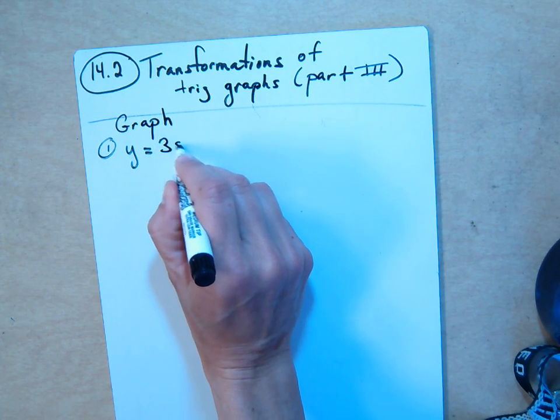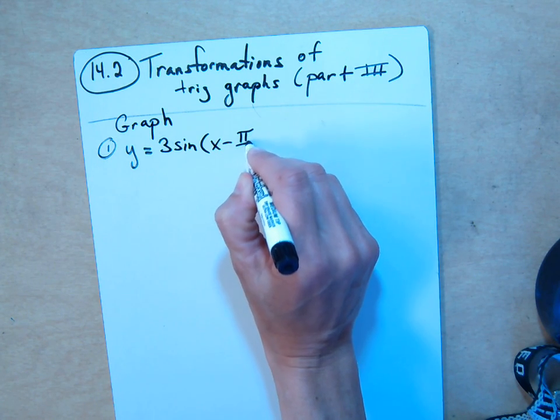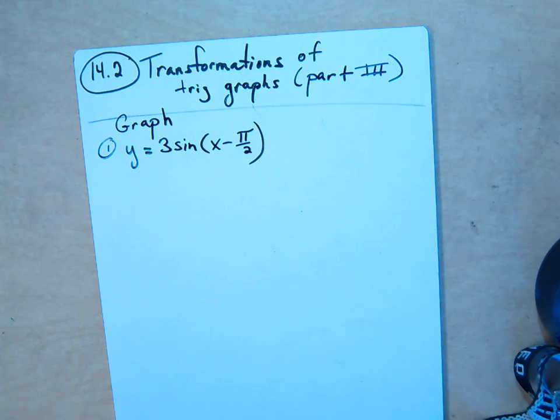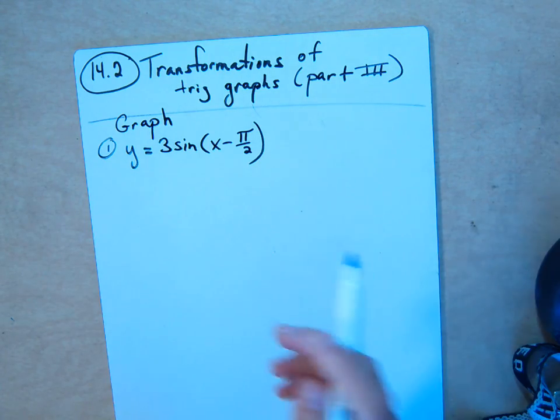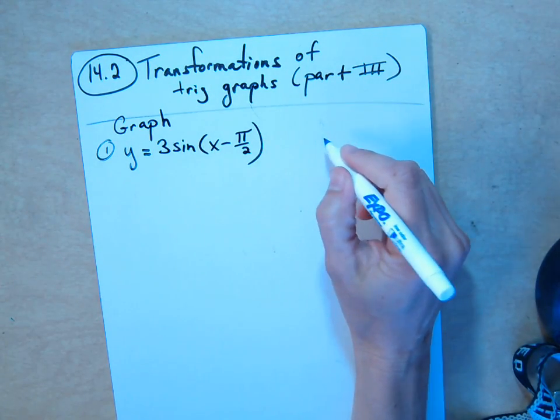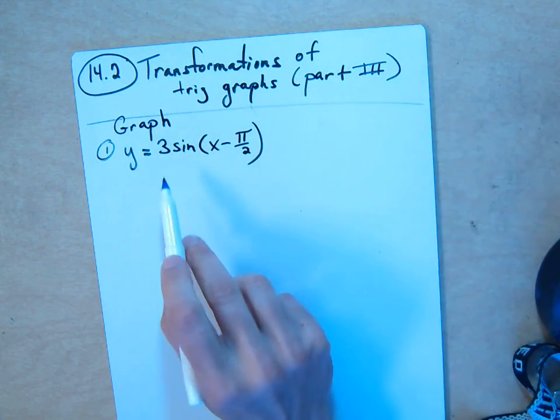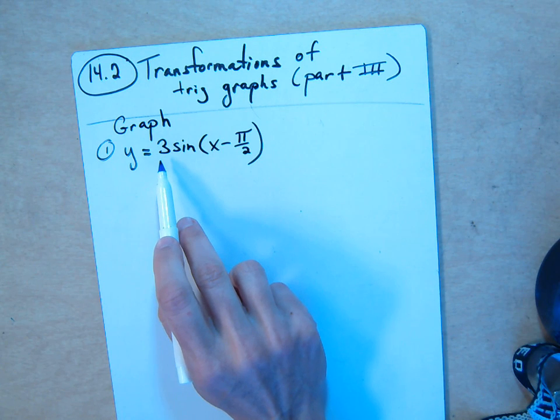So y equals 3 sine of x minus pi over 2. We want to graph that because real applications have more than one transformation at a time, which you'll see in a second. Before we even start, we're going to write down all the information about this equation that we know. So what makes it different? We all know how to graph y equals sine x, but what makes it different? Well, that number.